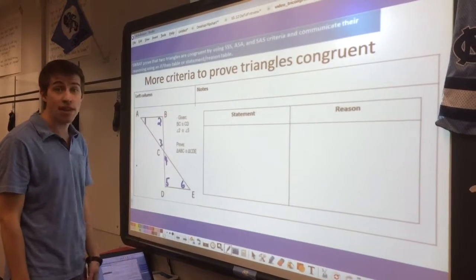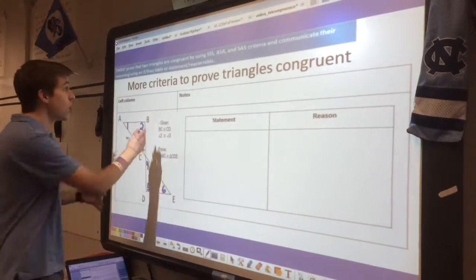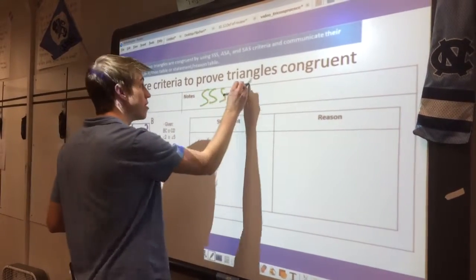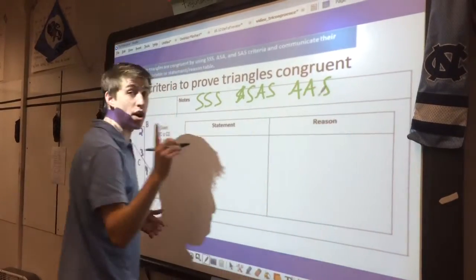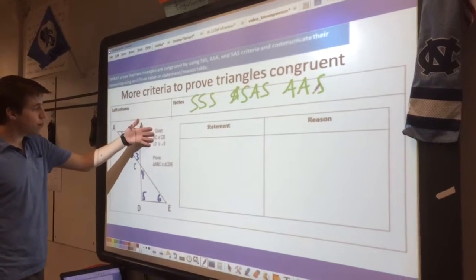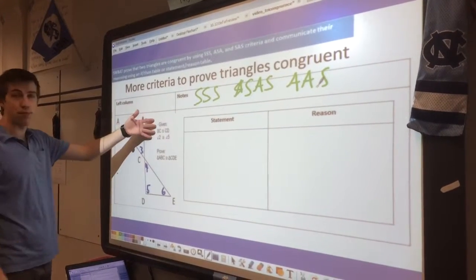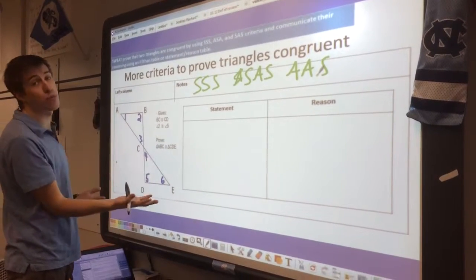We have one more math law that we need to learn that can prove that 2 triangles are congruent. We've talked about side, side, side, side, angle, side, and angle, angle, side, but we have one more that we're going to see right here. Now in this case, my given information wasn't marked up, it was in statement form. So I'm going to need to read this and mark it up before I go to my proof.